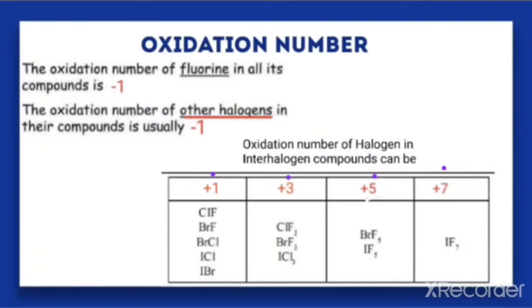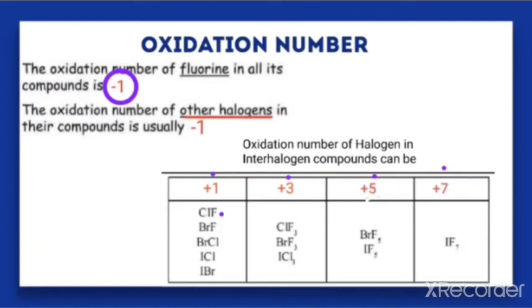So in the interhalogen compounds, the oxidation number for one of the halogens will be +1, +3, +5 or +7. In the case of halogens, fluorine always exhibits -1 oxidation state. That is an important point because fluorine is the most electronegative element. Therefore, it always exhibits -1 oxidation state. But the other halogens can also exhibit +1, +3, +5 and +7 oxidation number.